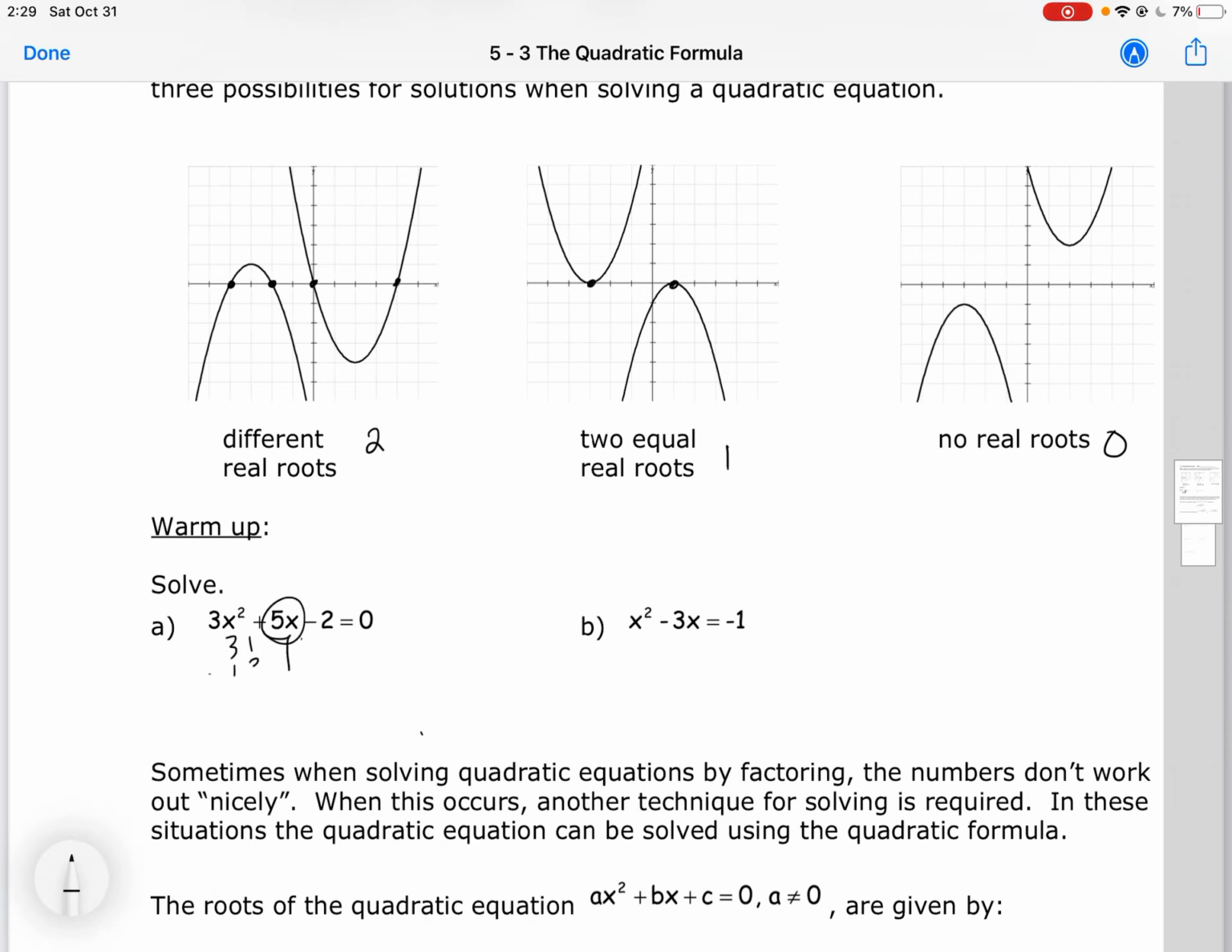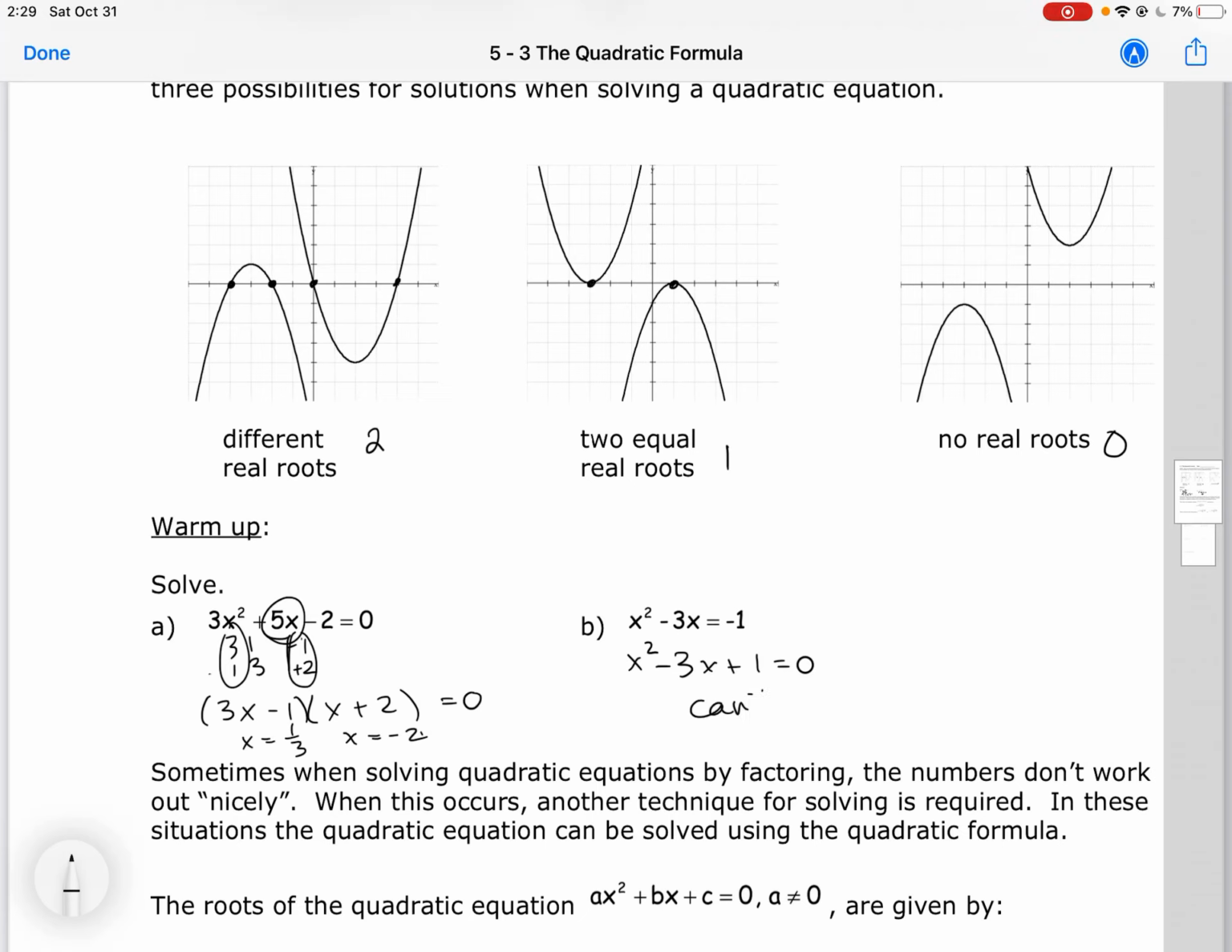So let's try again. 3, 1, 1, 3, 1 and 2. So we've got 6 and 1. Oh yeah, I was on the right track there. Okay, positive 6, negative 1. So we've got 3x minus 1 and x plus 2, which is going to tell me that x equals 1/3, x equals minus 2.